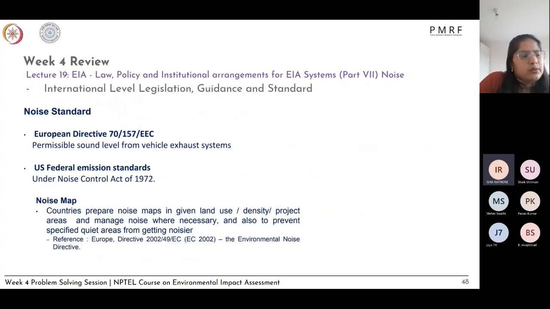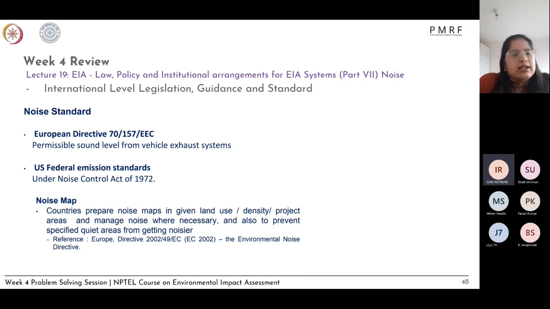And then we move on to lecture 19, which talks about the EIA law, policy, and institutional arrangements, specifically from a noise perspective. So we first look up the international level legislation, guidance, and standards relating to noise. So we have the European directive, which talks about the permissible sound levels from vehicle exhaust systems. And then we have specific ones for the European countries.